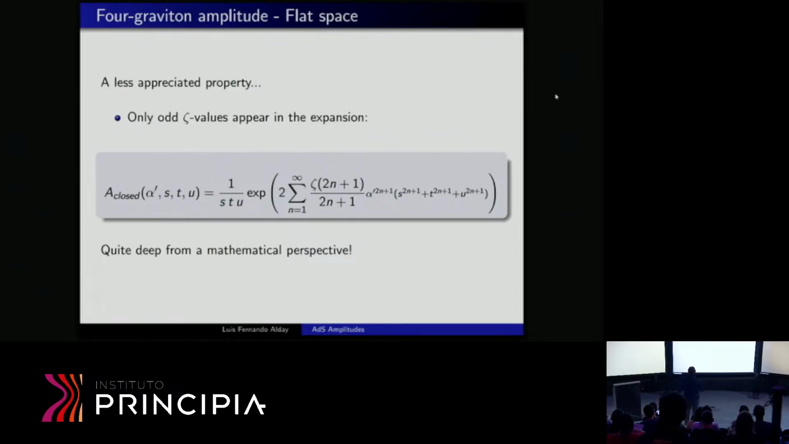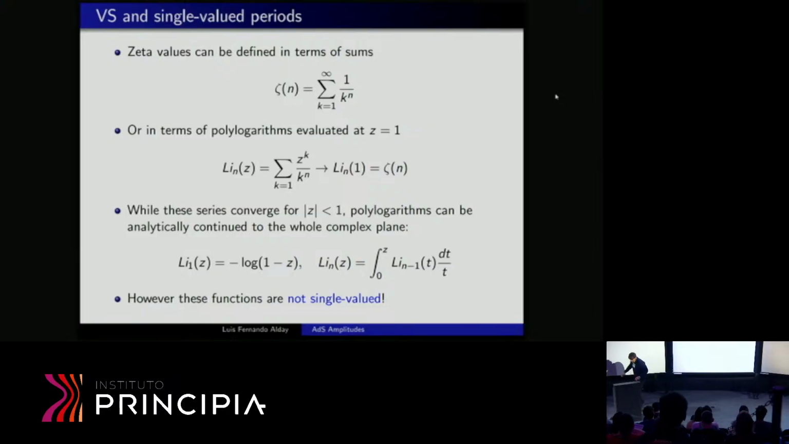Very nice. So let me write a formula here. Let's have a look at these zeta values. I said to the guys that I wouldn't use the board, and I will not, but I just want to write a couple of formulas. These zeta values can be defined like this in terms of sums, but you can also define them in terms of polylogarithms evaluated at z equals 1, okay? So instead of having this sum, you can put a z to the k so that you have this function, which is called a polylogarithm in z. And then if you evaluate this at z equals 1, you recover the formula above, okay?